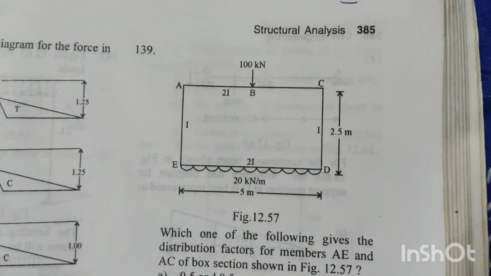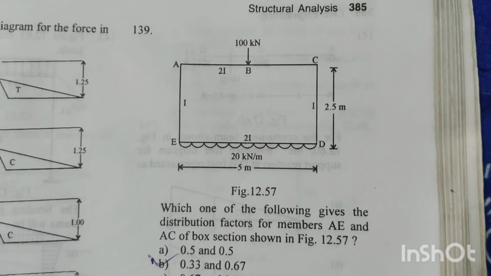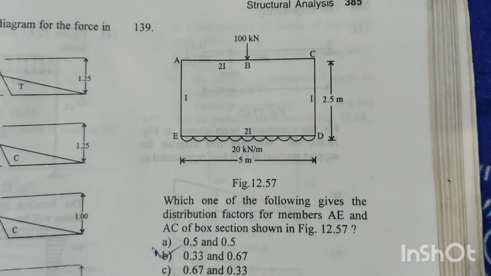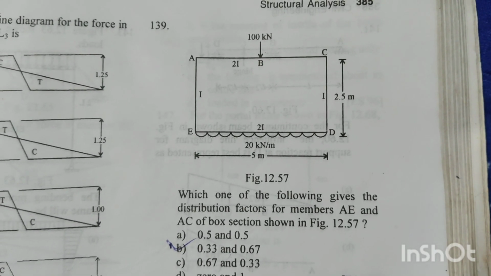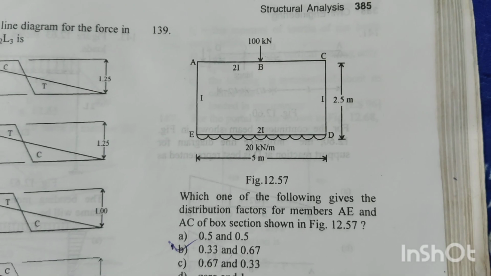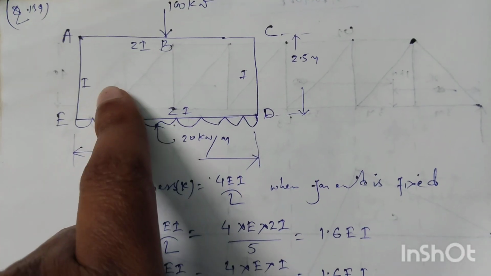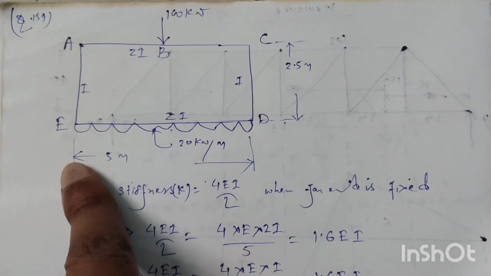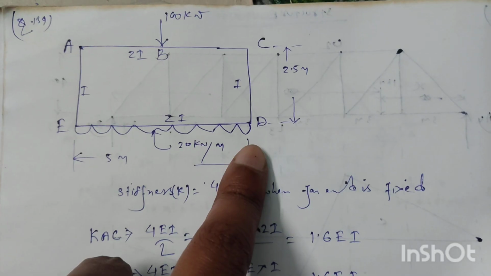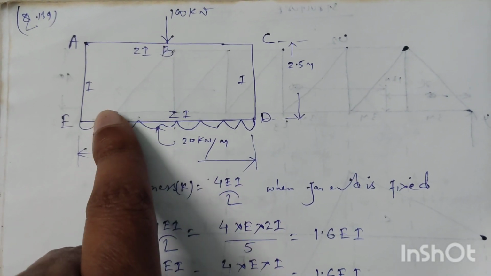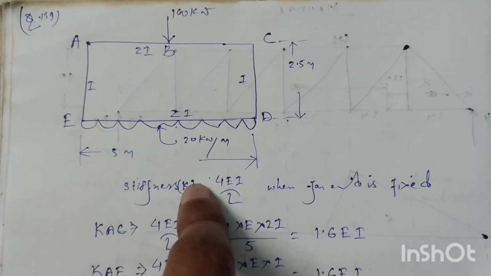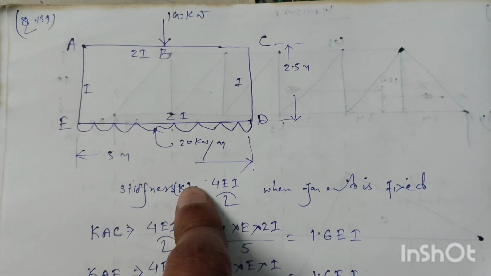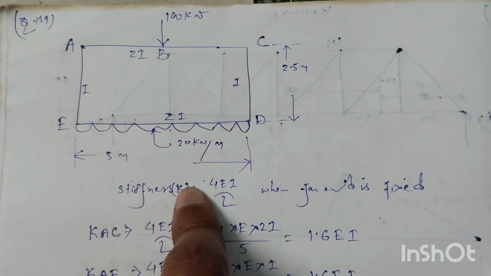Question number 139. Which one of the following gives the distribution factors for the members AE and AC of the box section shown in figure 12.57? So this is the box section A, B, C, D, E. As this is a box section, we will consider all the ends fixed, and the value of stiffness K is equal to 4 EI by L.